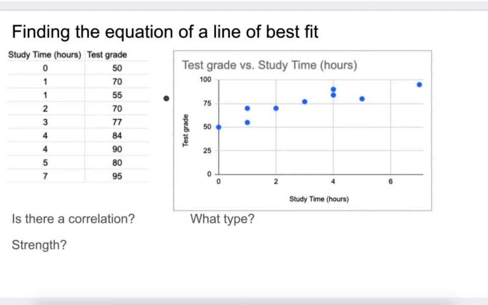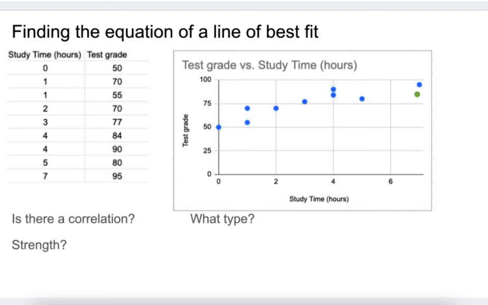in this video we're going to look at finding an equation for a line of best fit for a scatter plot. In this case we have a data set, it's study time versus grade on a test. So if you study for 0 hours, you get a 50, 1 hour, 2 hours, 3, 4, 5, 7. And these were the grades. So this is the scatter plot of the data set.